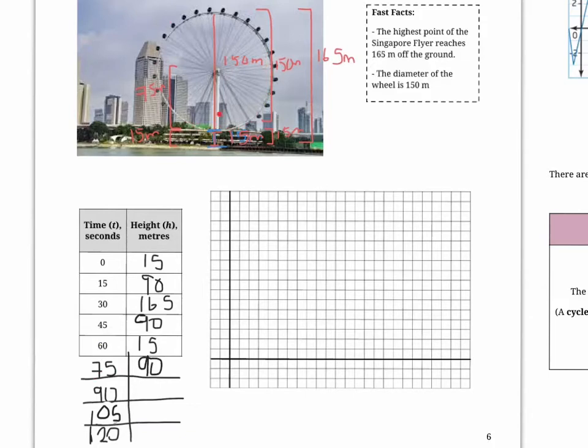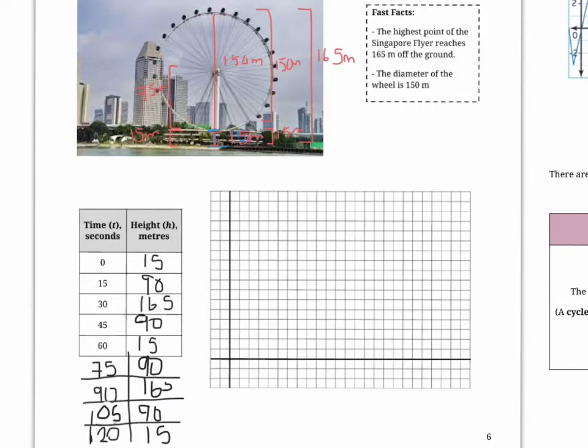And then, so we've gone 60 seconds, 75 seconds, here's 90 seconds. Now we're at the top. What's the maximum height? It's 165. And then hopefully you're just seeing the pattern here. Then next we're at 105 seconds. That's a quarter of the way down, and we know that height's 90 again. And then at 120, we've gone all the way around twice, and we're back on the ground floor. So we're back at 15.